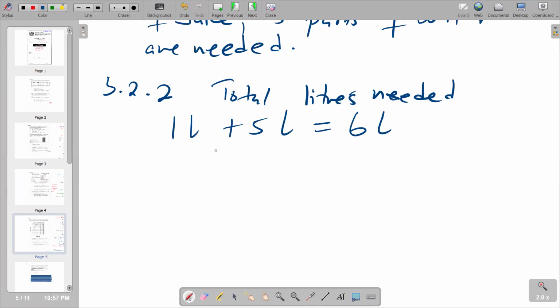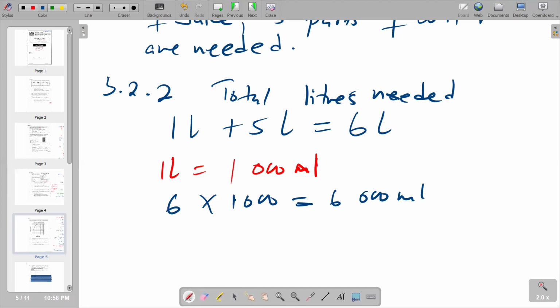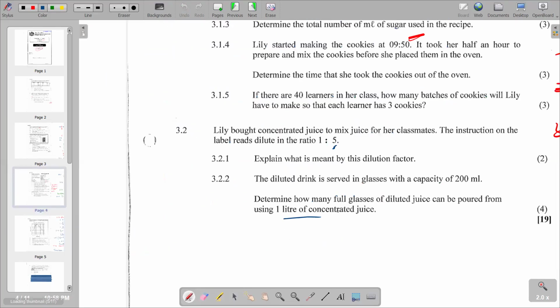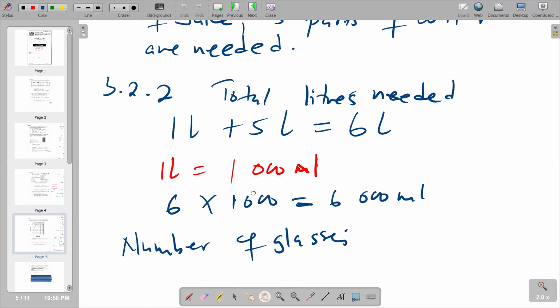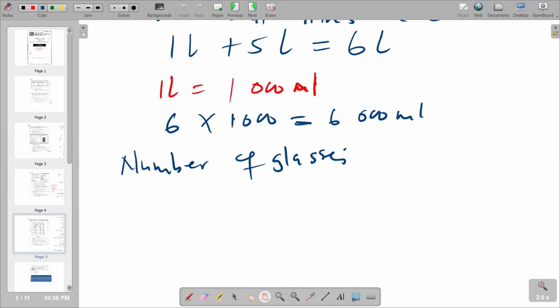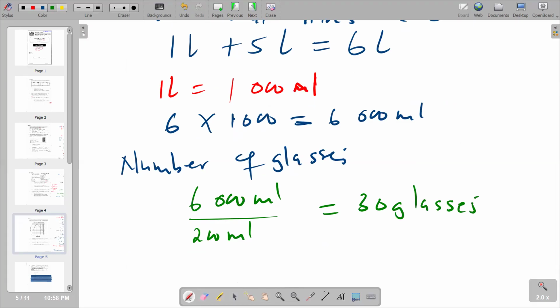And we know that 1 liter is equal to 1,000 milliliters. 1,000 by 6 to get the total milliliters needed. To convert our liters to milliliters, 1,000, and then you are going to get 6,000 milliliters. We've converted our liters to milliliters. Each glass is 200 milliliters. So on our calculation, we are going to say 6,000 divided by 200, and we see what we get there. So your answer is 30 glasses.